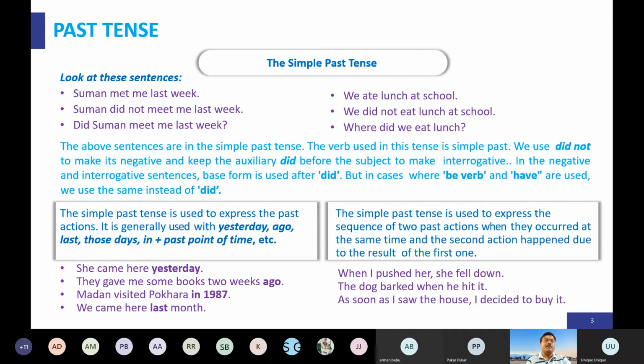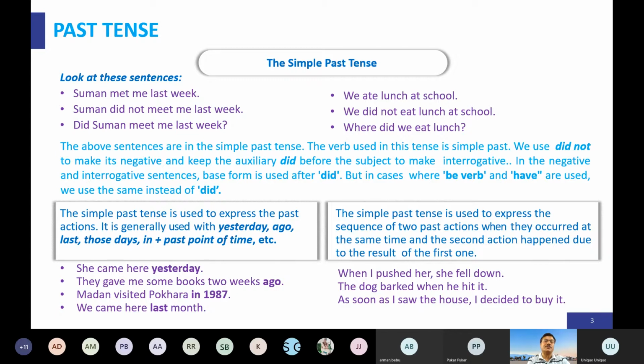So there you see, the simple past tense is used to express past actions. It is generally used with yesterday, ago, last, those days, and in plus a past point of time. Likewise, the simple past tense is used to express the sequence of two past actions when they occur at the same time, and the second action happened as a result of the first one.